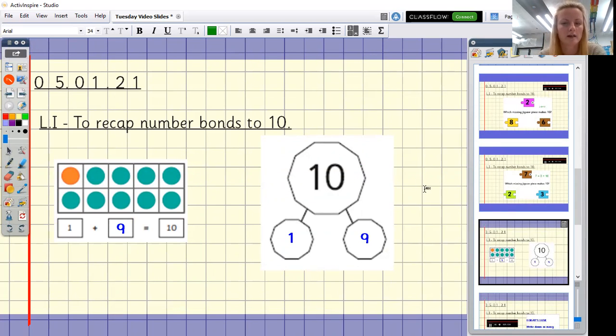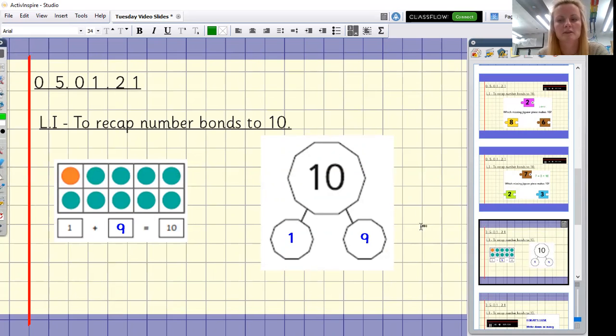So I've written them down as a tens frame. Well, I've drawn it as a tens frame, then I've written my number sentence, and then I've drawn it as a part whole model.